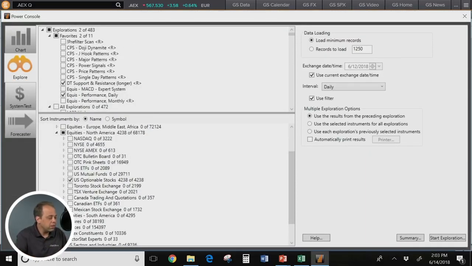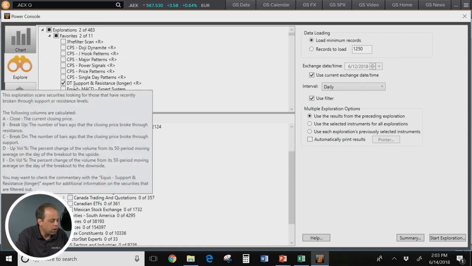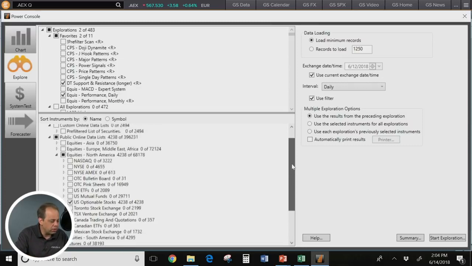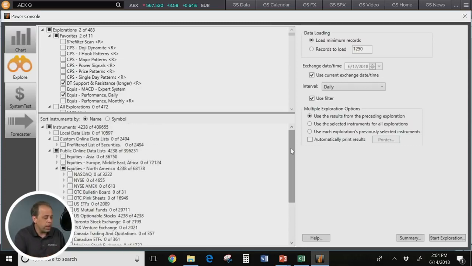So I've got the scans up here that I want to run against. We've got our DT support and resistance long-term and our performance daily. And what I'm going to do down here is select what list I want to scan. One of the best things about the scanner is the availability of data. What I mean by that is if I show you this list, with Reuters, we have about 396,231 symbols that are available.